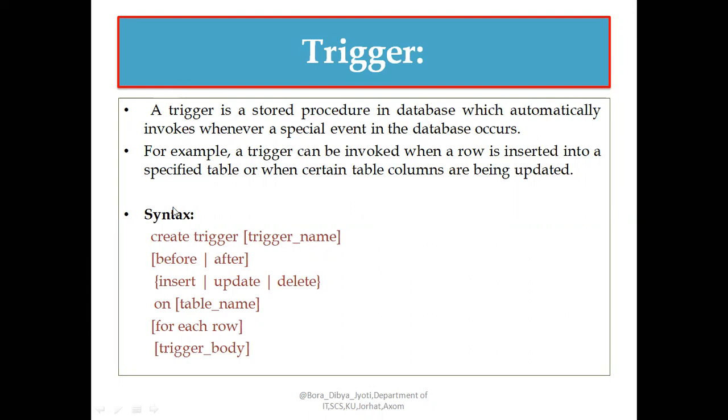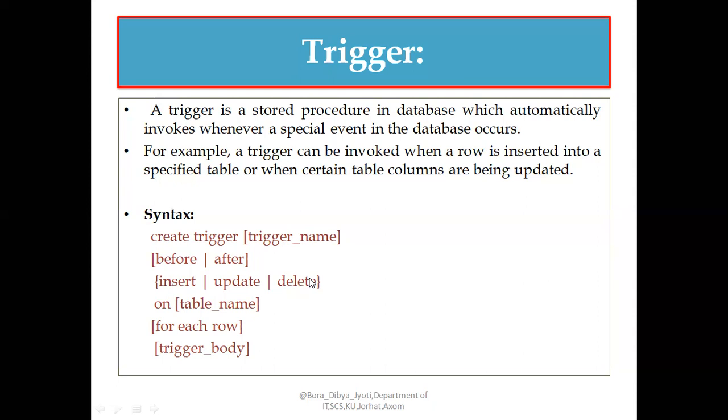Suppose, as an example I am citing here, a trigger can be invoked when a row is inserted into a specific table or when certain table columns are being updated. तो जब भी आपने एक ट्रिगर सेट करके रखा था, तो एक रो आपने इंसर्ट किया है कोई एक टेबल में, तो वो जो इंसर्शन हुआ उससे वो ट्रिगर ऑटोमेटिकली इन्वोक हो जाएगी, राइट? So that is an example of a trigger. Similarly, if you are updating a column, then also a trigger may be invoked.